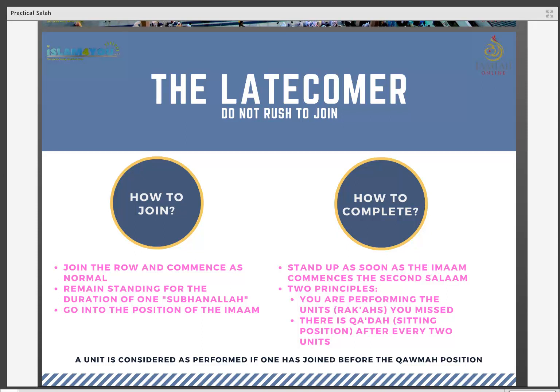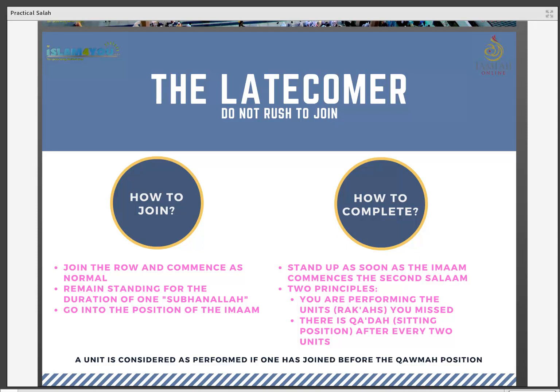Which one did you miss? You missed the first unit. So you will perform the first unit. It's not that, okay, I've performed 3 with the imam, I'm now performing my 4th. No, I've performed unit 2, unit 3, and unit 4. I still need to perform unit 1. So similarly, if a person got 2 units, 2 rak'ahs, what do you then do? You say, okay, I've missed unit 1 and unit 2. So I need to perform unit 1 and unit 2.